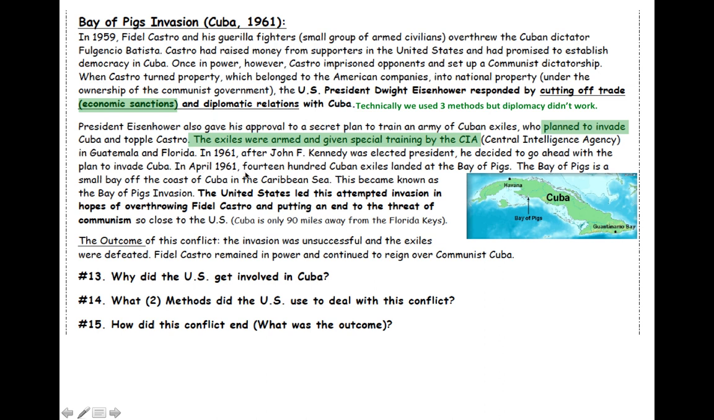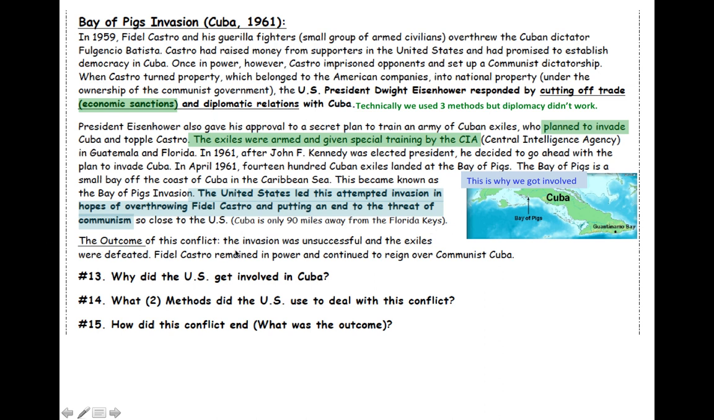In April of 1961, 1,400 Cuban exiles landed at the Bay of Pigs. The Bay of Pigs is a small bay off the coast of Cuba in the Caribbean Sea. Here's a picture of it right here. This is the Bay of Pigs. This is the country of Cuba. This became known as the Bay of Pigs invasion. The United States led this attempted invasion in hopes of overthrowing Fidel Castro and putting an end to the threat of communism. So in blue, I just highlighted it for you. That is why we got involved. We were trying to overthrow Castro and put an end to the threat of communism so close to the United States. Cuba is only 90 miles away from the Florida Keys.